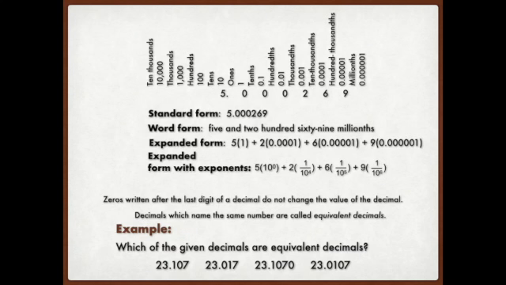Okay, so 23.107, is that the same thing as the second number, 23.017? No. Okay, because we know 23.1 is greater than 23.0. Let's look at the third number, 23.1070. There I've added a 0 at the end, and that is the same number as the first number.